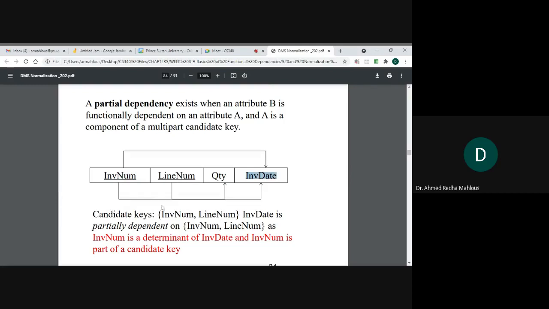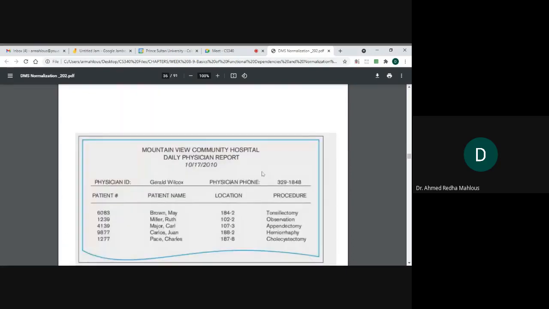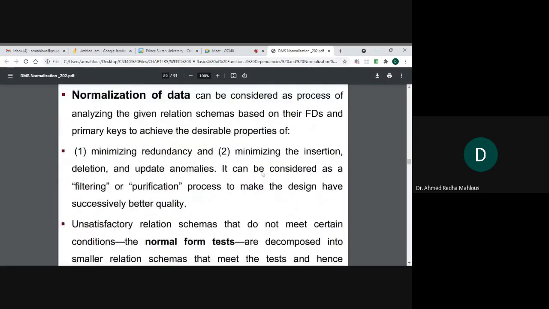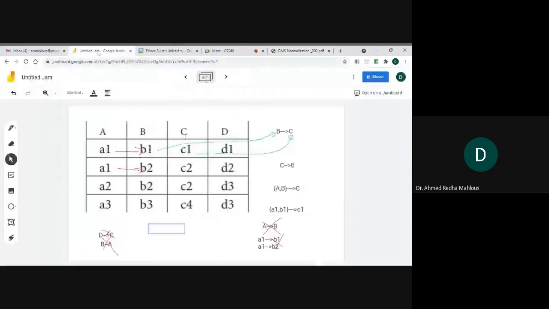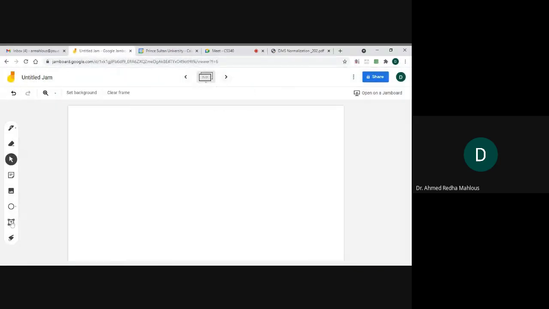Knowing line number, for instance, I can give you, because it is part of the key. I don't need to have this combination in order to give you inventory date, like we did last time. If you remember what we did, for instance, let's say knowing SSN and department number, I can give you employee name.